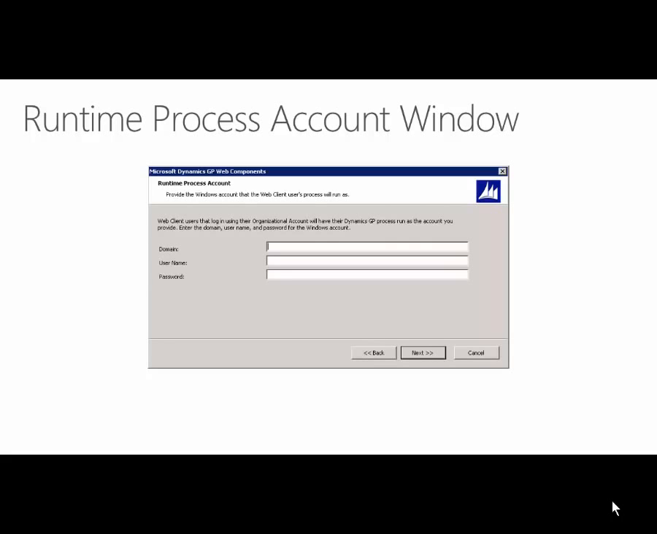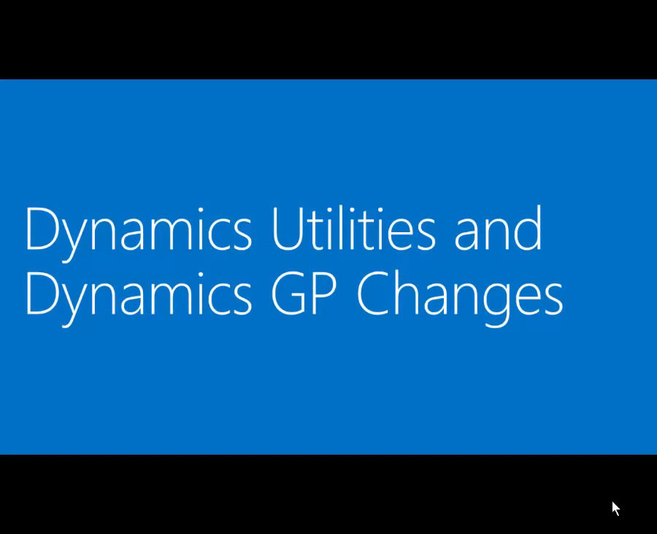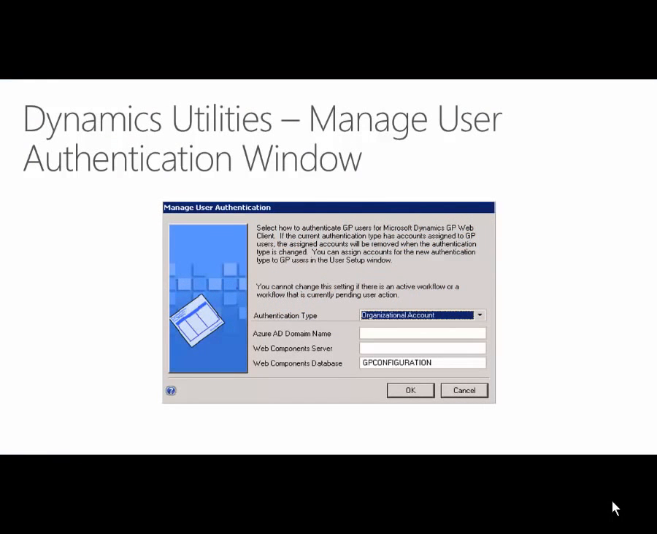All right. So that covers the install changes, just those two windows. Let's go ahead and look in Dynamics Utilities and Dynamics GP. So in Utilities, we have a new window called Manage User Authentication. On this one, we also set the authentication type that it's looking to authenticate to. So it's going to want the Azure AD domain name.